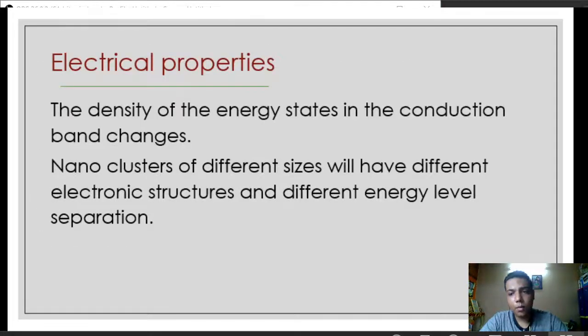Now the electrical properties. The electronic structure of nanomaterials is different from its bulk material. The density of energy states in the conduction band changes. Nano clusters of different sizes will have different electronic structures and different energy level separation.